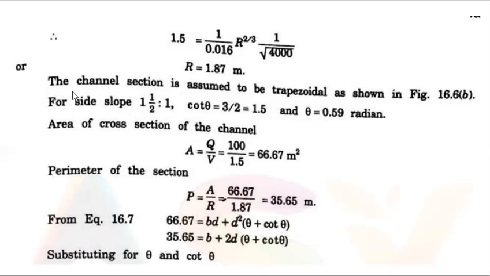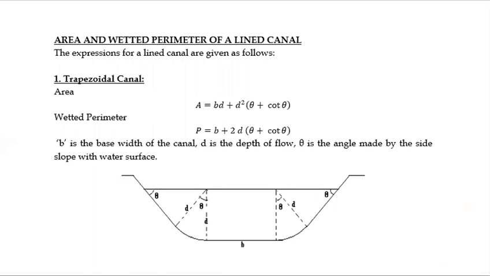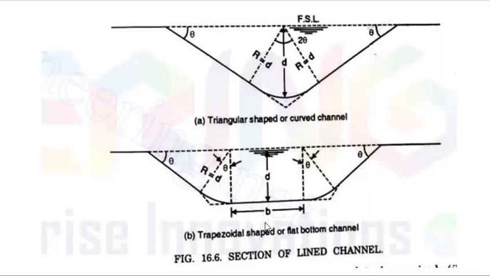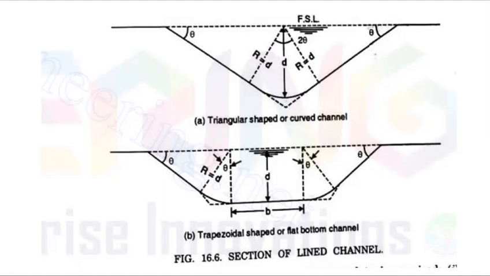Then the channel section is assumed to be trapezoidal. So for side slope one and a half to 1, cot theta, you know, is 3 by 2, 1.5, and theta is 0.59 radian. You can check out the figure here, that is side slope, and cot theta and the radian, with reference to the trapezoidal shaped or flat bottom channel.